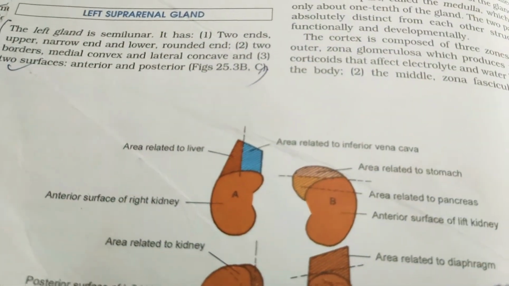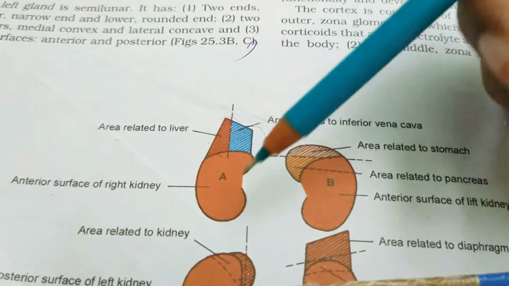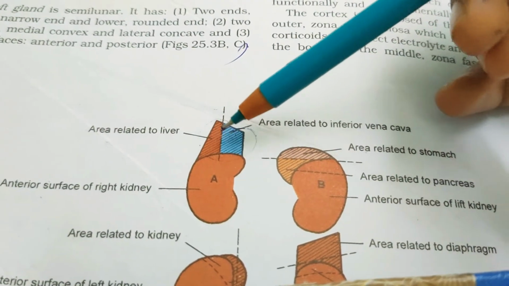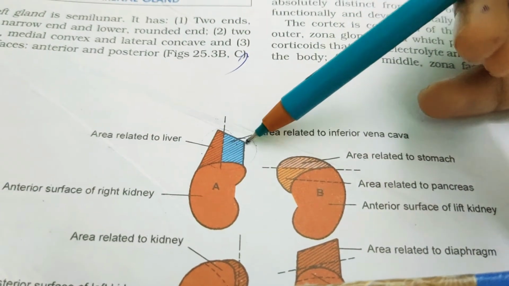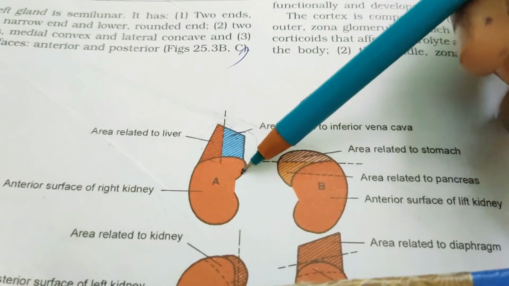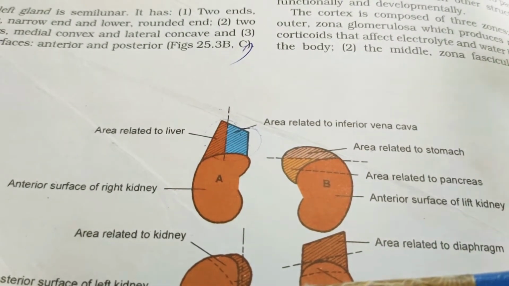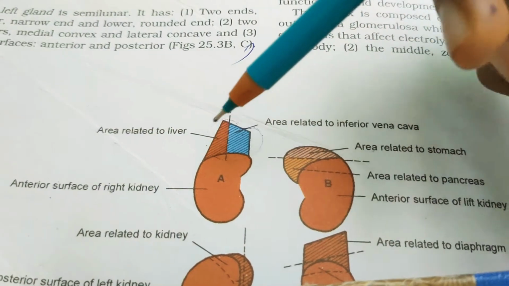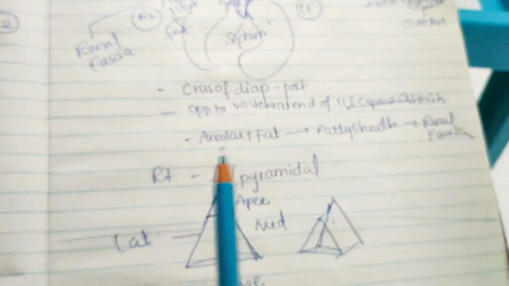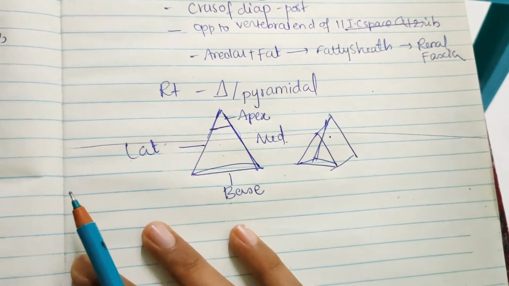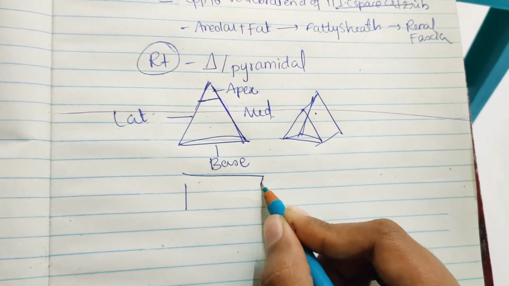Here you can see the right anterior view of the suprarenal gland. It has a pyramidal shape. This is the medial border, this is the lateral border, this is the anterior border, and this will be the posterior border. So three borders: anterior, medial, lateral, and two surfaces: anterior and posterior. Now let us see the different relations of the right suprarenal gland. Actually it is somewhat pyramidal, not an exact triangle.